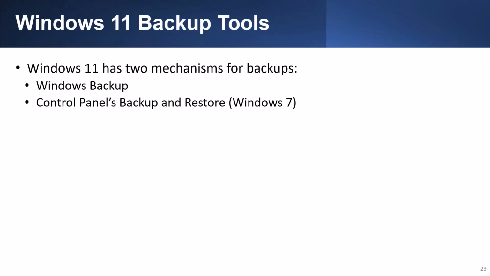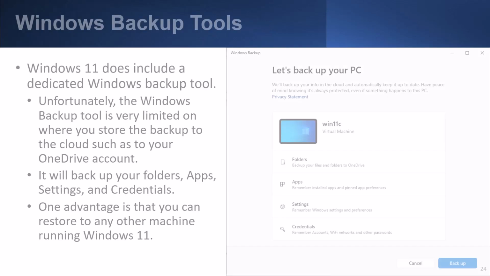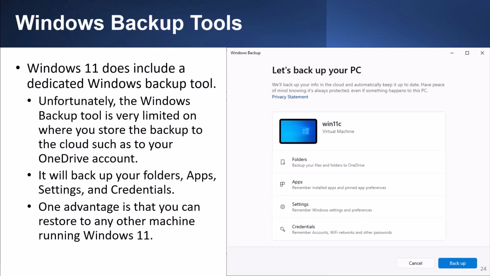Windows 11 has two mechanisms for backups: Windows Backup and Control Panel's Backup and Restore Windows 7. Windows 11 doesn't include a dedicated Windows Backup tool. Unfortunately, the Windows Backup tool is very limited on where you store the backup to the cloud, such as your OneDrive account. It will back up your folders, apps, settings, and credentials. One advantage is that you can restore to any other machine running Windows 11.